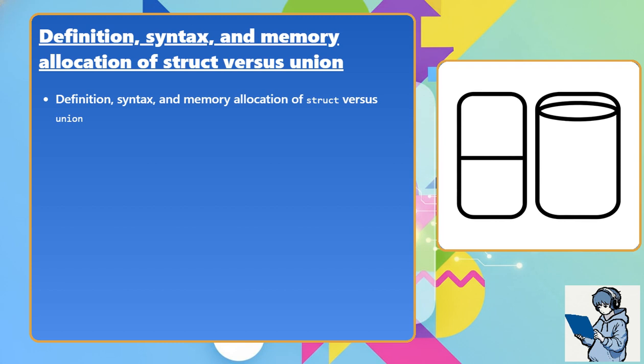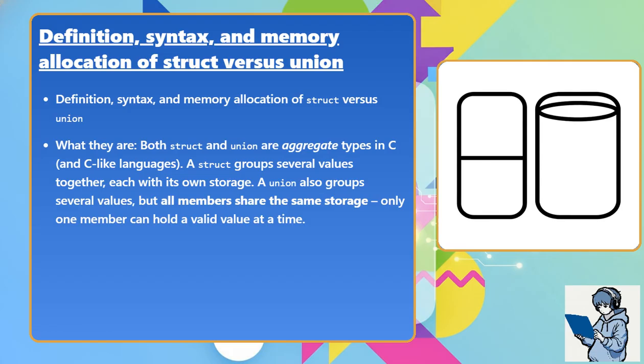Definition, syntax, and memory allocation of struct versus union. What they are: both struct and union are aggregate types in C and C-like languages. A struct groups several values together, each with its own storage. A union also groups several values, but all members share the same storage. Only one member can hold a valid value at a time.